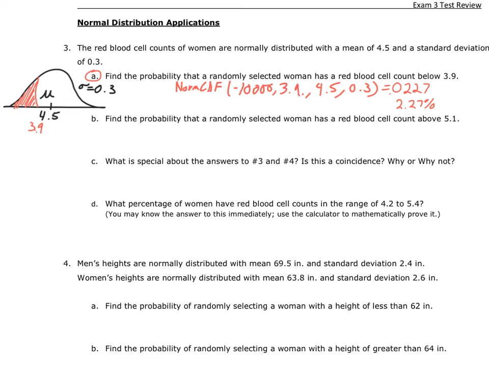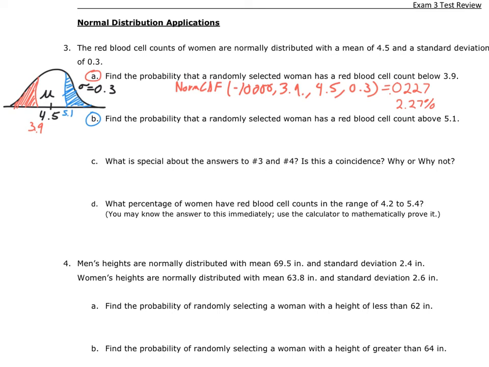Next problem, B, find the probability of a selected woman that is above 5.1. I'm going to use the same curve, just a different color here. So in this case, I'm going to be looking at above 5.1. So I'm looking for this blue area under that curve. Again, if you wanted to just write out the words, I'm looking for the area under the curve from 5.1 up to 10,000. You could do that.